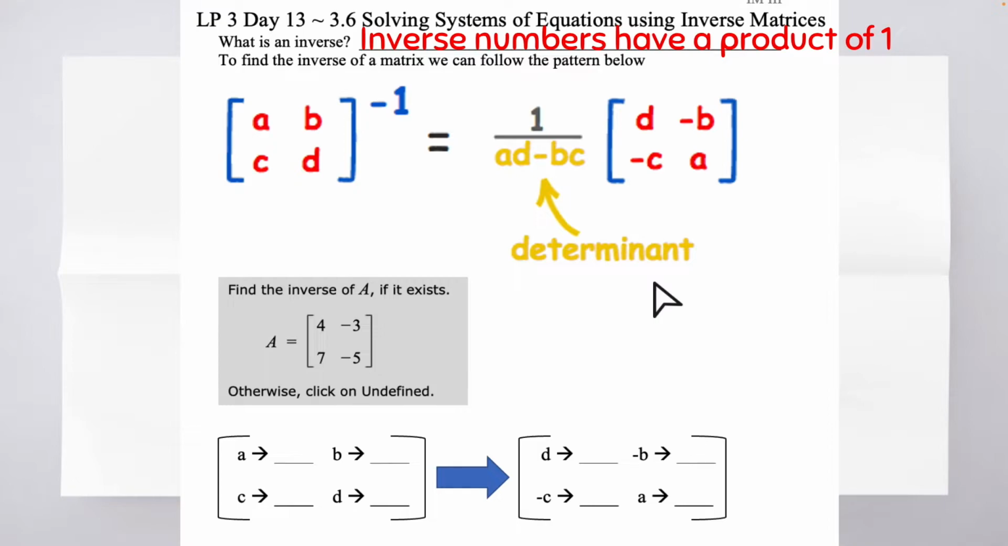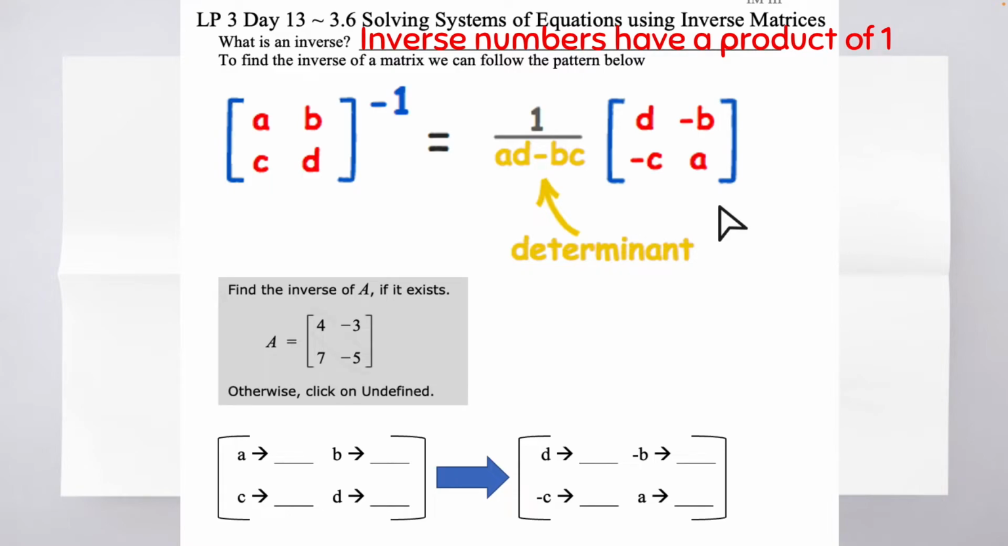Then we're going to multiply that by this pattern here. If you notice, now it's not A, B, C, D. A and D switch places, so we swap these two, and then B and C are in the same place, but now they've switched to negative. We have to know this pattern in order to use this method. So let's go ahead and practice it.